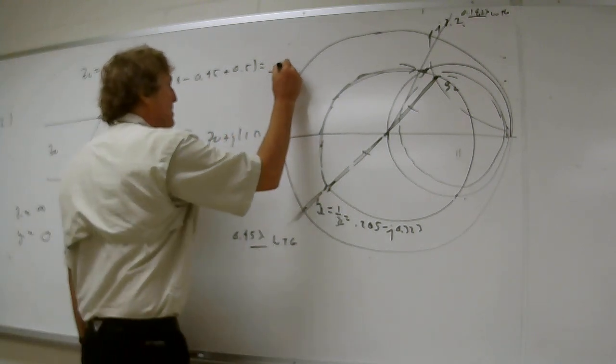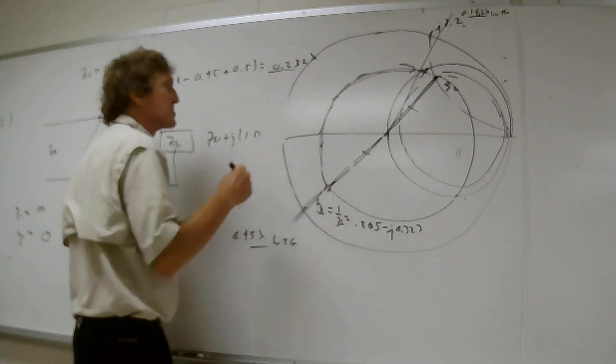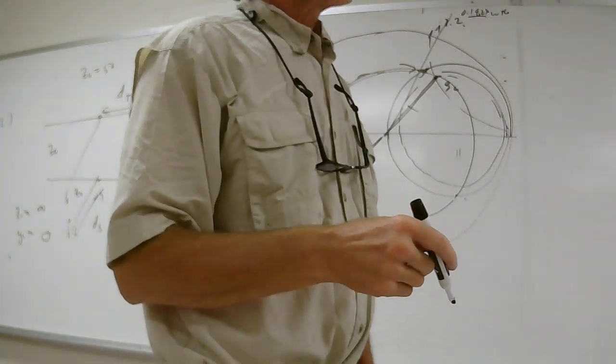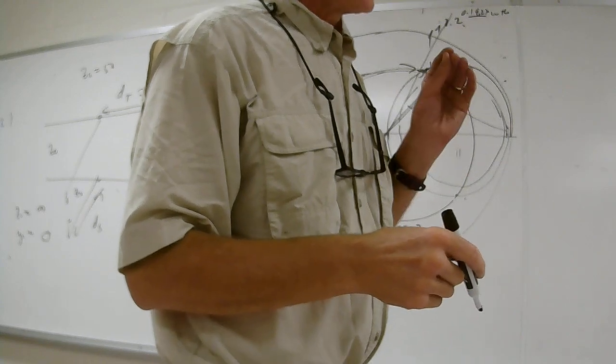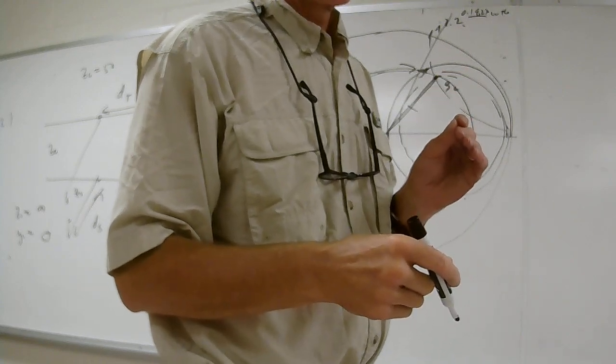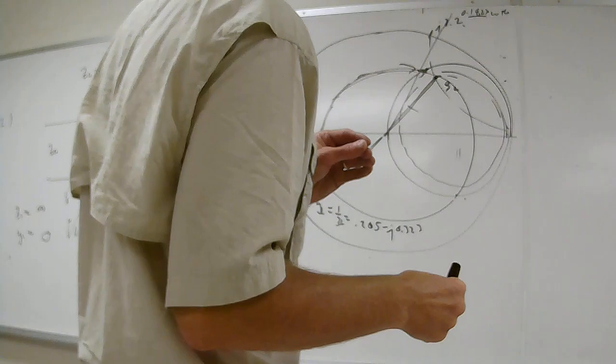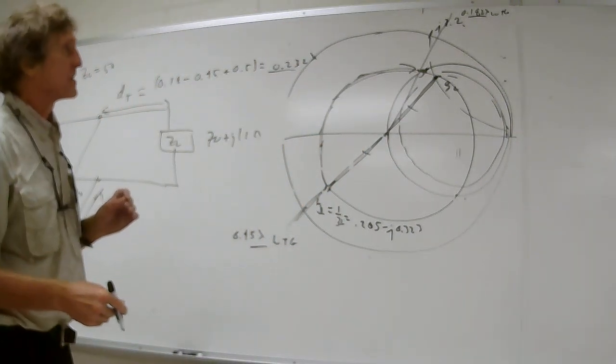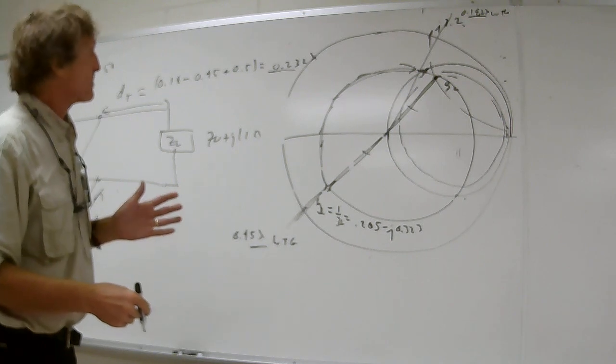0.232 lambda. It's actually over a quarter wavelength. No, that's right, isn't it? It's just under. Sorry, my bad. Anyway, we've got that line.